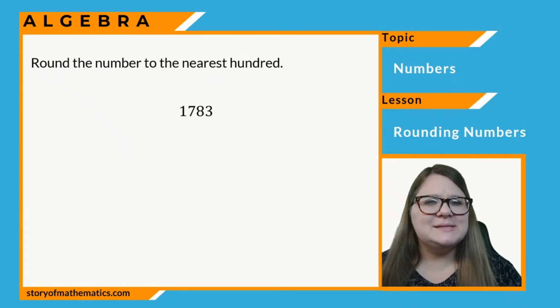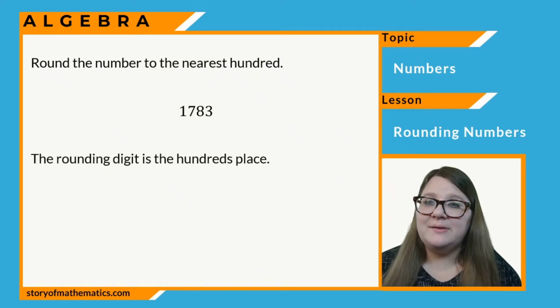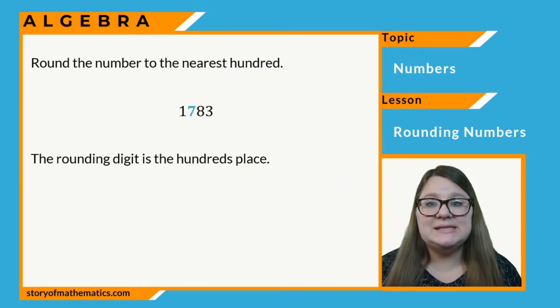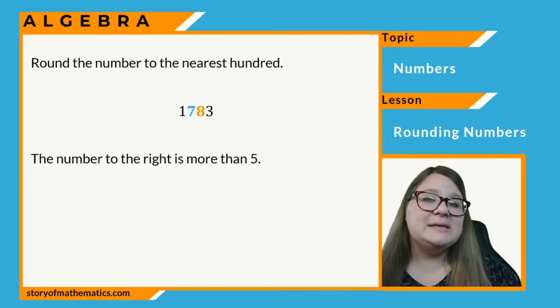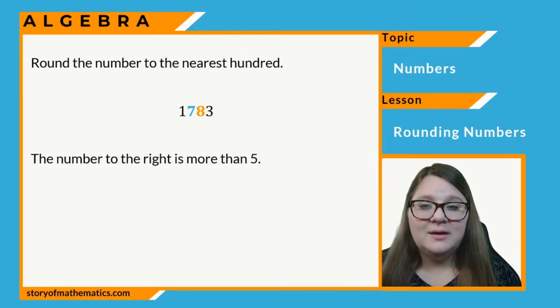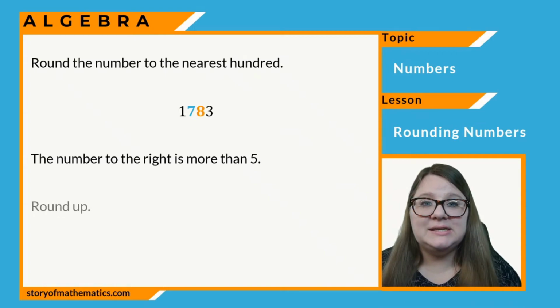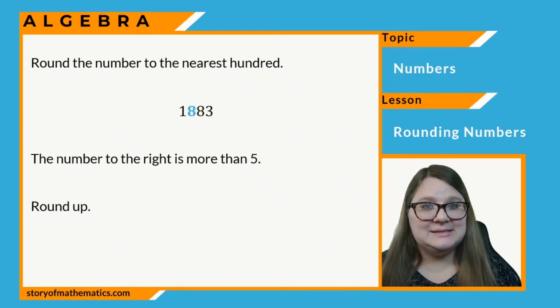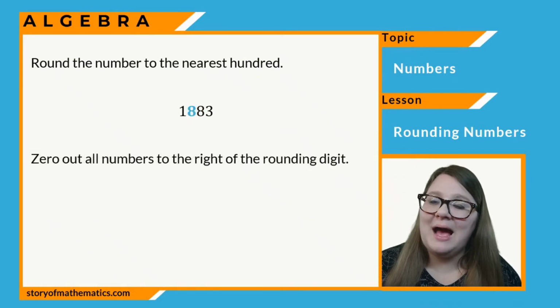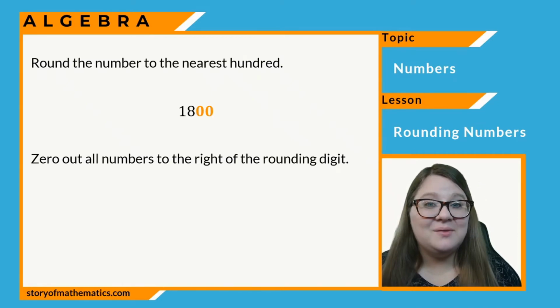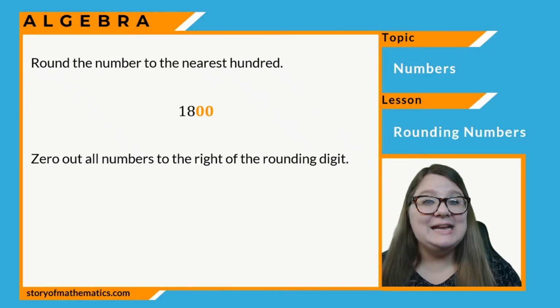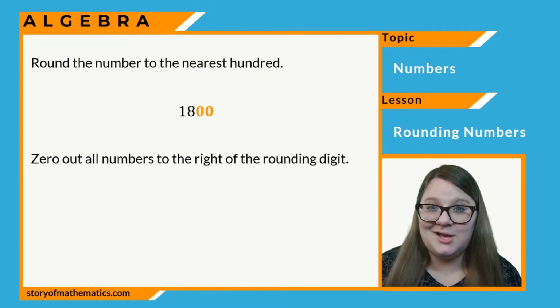What about 1,783? I want to round that to the nearest 100. So I'm going to identify the rounding digit. It's the hundreds place, which you can see is the 7. Now I'm going to look directly to the right of that number at the 8. That is a number more than 5. Since it's more than 5, I'm going to need to round up. That means I need to turn that 7 into an 8. And then I'm going to zero out all the numbers to the right. So 1,783 rounded to the nearest 100 is 1,800.